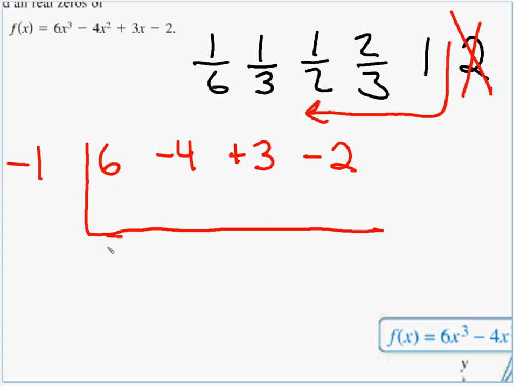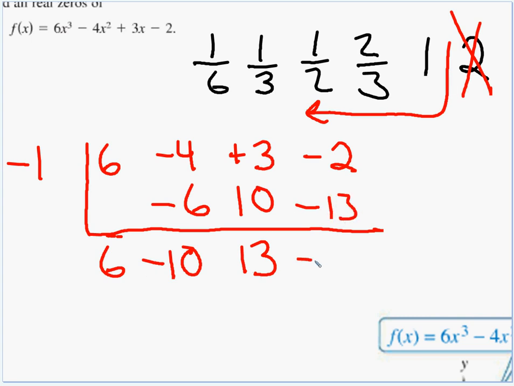And we bring down the 6. -1 times 6 is minus 6, and that's a minus 10. -1 times -10 is 10, and that column adds to 13. -1 times that is minus 13, and we get a -15. Now look at our signs. Positive to negative to positive, and then back to negative.